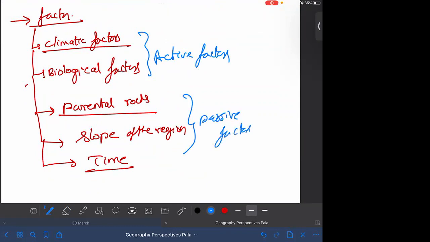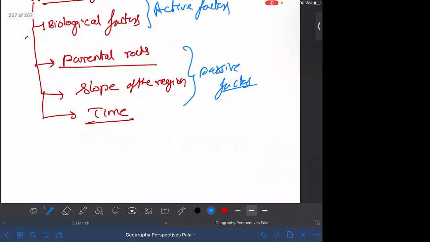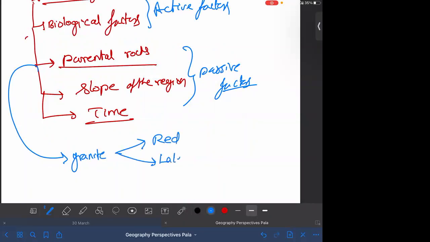Active factors are those that actively change the nature of the soil irrespective of the passive factors. For example, if you take a parent rock that is granite, granitic soil can be converted into a red soil or also into a laterite soil, depending upon the climate. Depending upon the climate that is acting in the region, it could be converted into either red or lateritic soil.